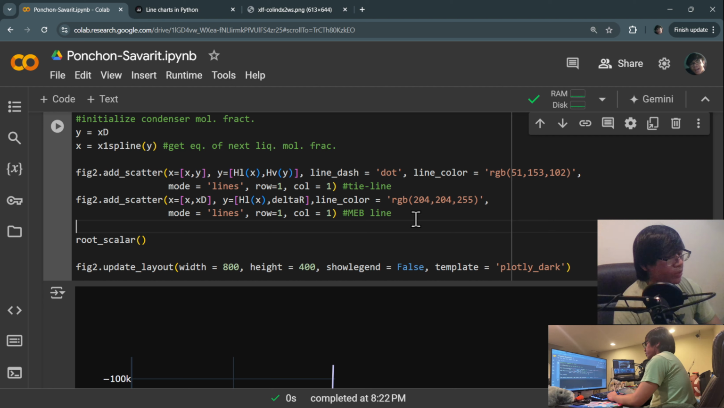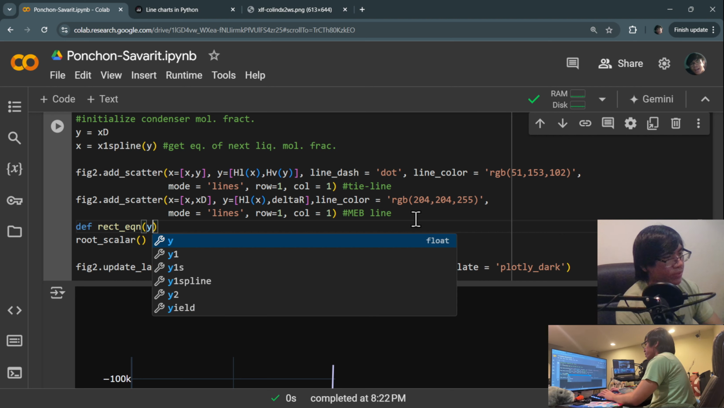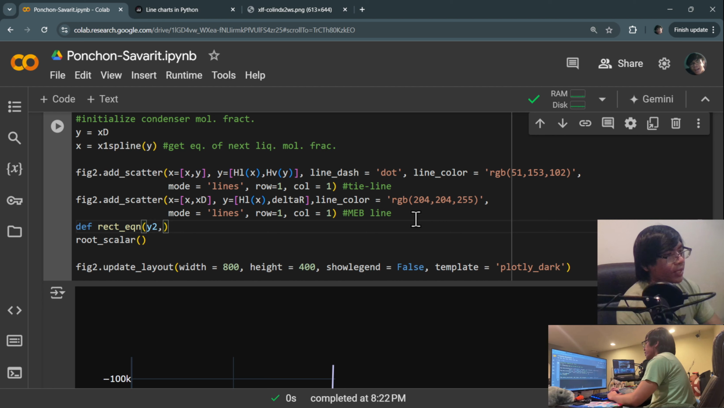So what are we doing? We need to do a function. So we'll call this a rectifying equation. An intersection, MEB balance, solve y2. I don't know, I'll just call it rectifying. Okay, we input our y. Well, this will be the next y, so I'll call it y2, like we did in class.